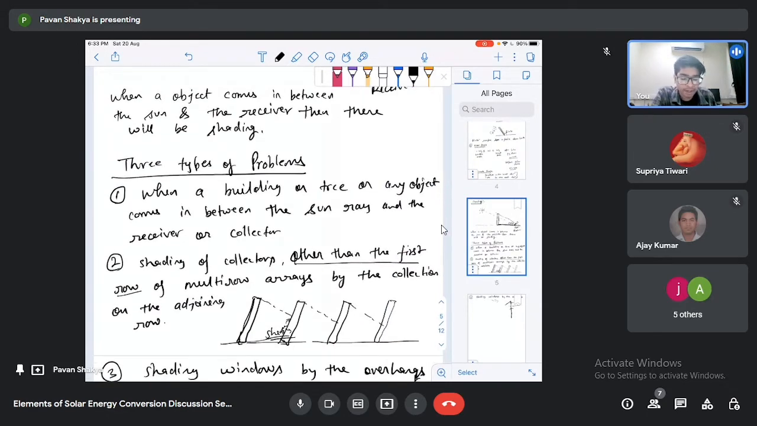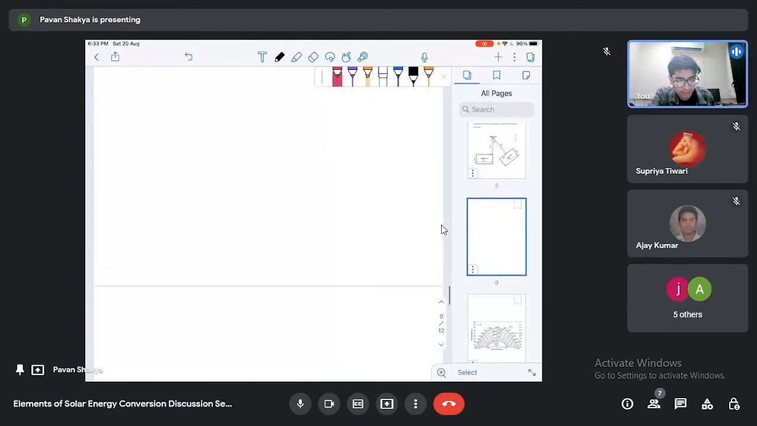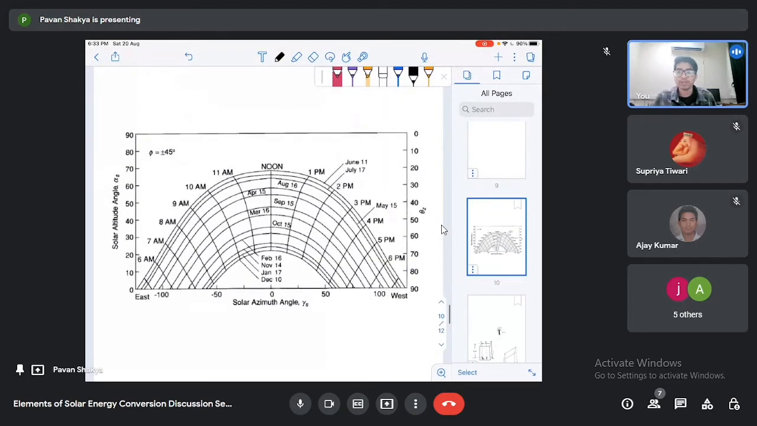This one is like the first problem that I have discussed, when a building falls in between the sun ray and the collector. These types of problems are solved by the Sunpath diagram. I will show you how it looks. This is the figure for the Sunpath diagram, where this is our solar altitude angle, alpha, and also the solar azimuth angle that we have denoted as AS.